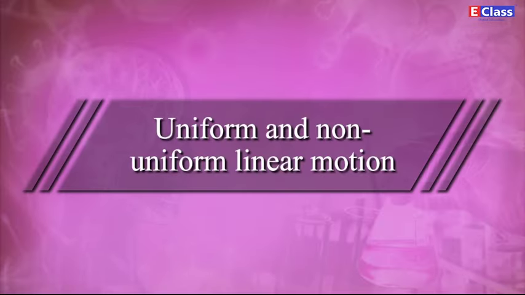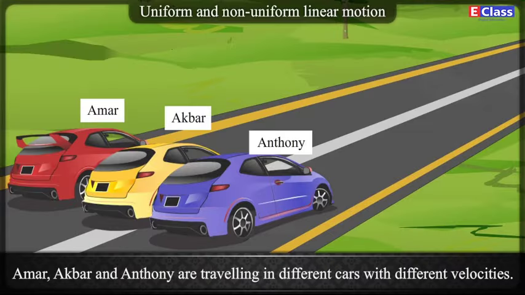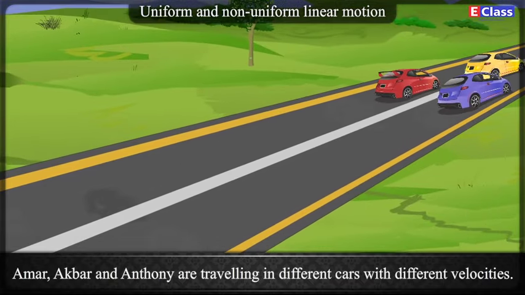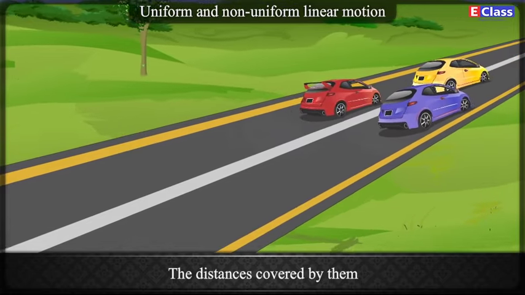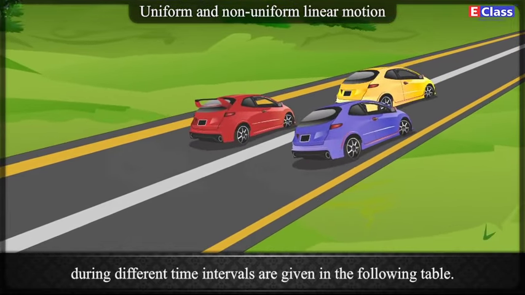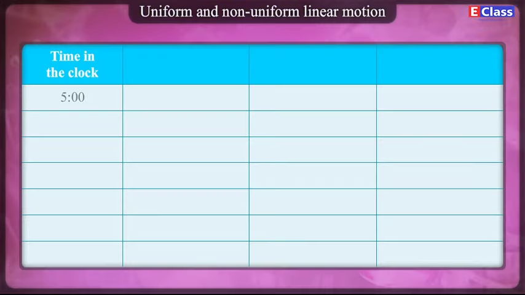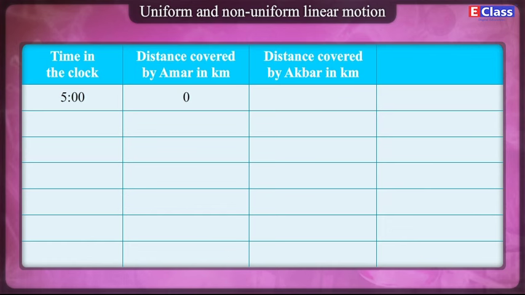Uniform and non-uniform linear motion. Amar, Akbar and Anthony are traveling in different cars with different velocities. The distances covered by them during different time intervals are given in the following table. Time in the clock 5. Distance covered by Amar in kilometers 0. Distance covered by Akbar in kilometers 0. Distance covered by Anthony in kilometers 0.